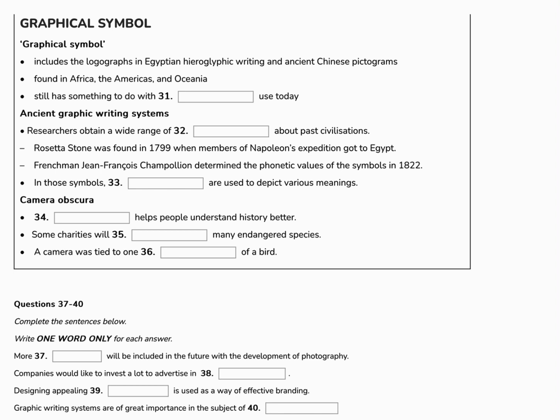That is the end of section 4. You now have half a minute to check your answers.